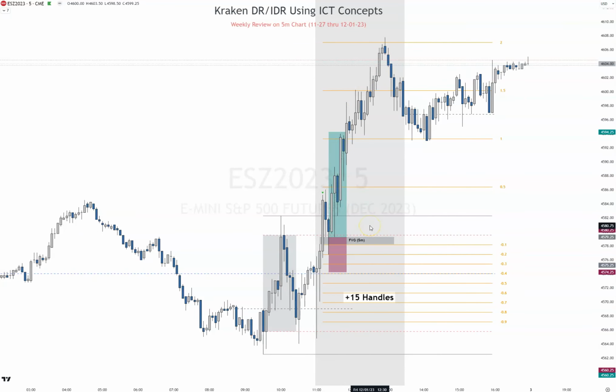But that leaves us with 36 handles for the week. So that is your Kraken DR, IDR using ICT concepts, the weekly review on the 5-minute chart for November 27th through December 1st.